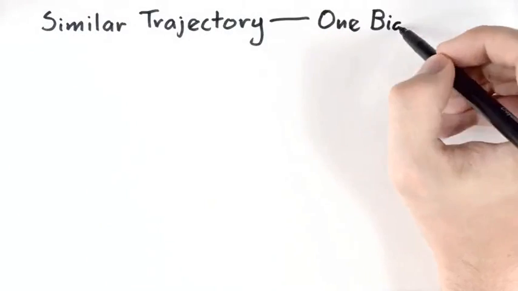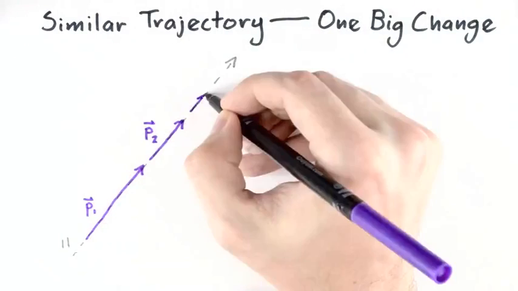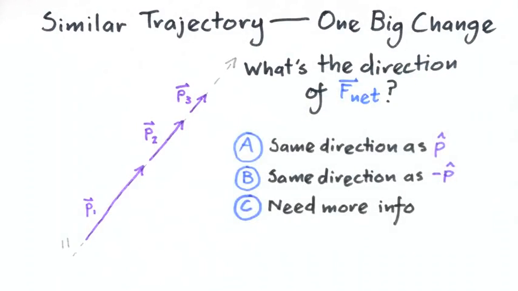Let's take this same path, same trajectory, but make one change. Let's say the system is slowing down. What would the direction of Fnet be in this case? Give this question a try.